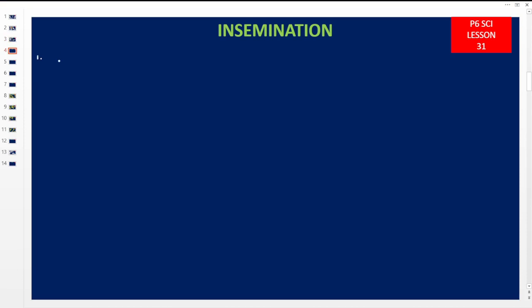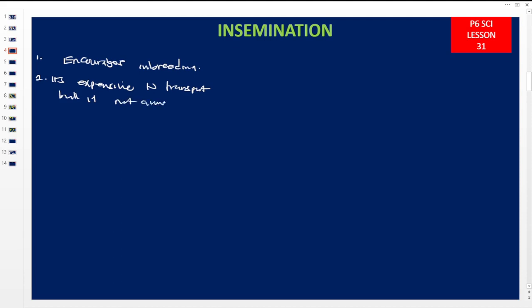One of the disadvantages is that it encourages inbreeding. This is one. Two, it is expensive to transport a bull if it's not around. From where you get it to Chireka, again you take it back. Anyway, it is expensive.